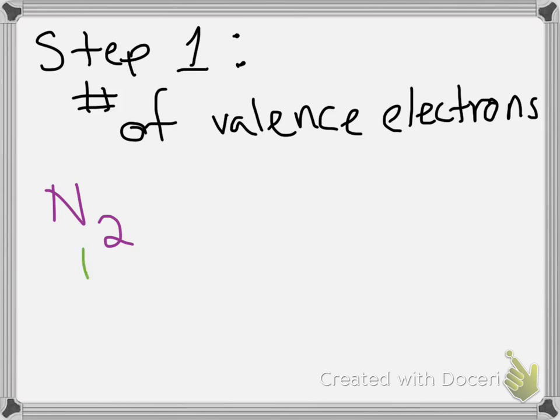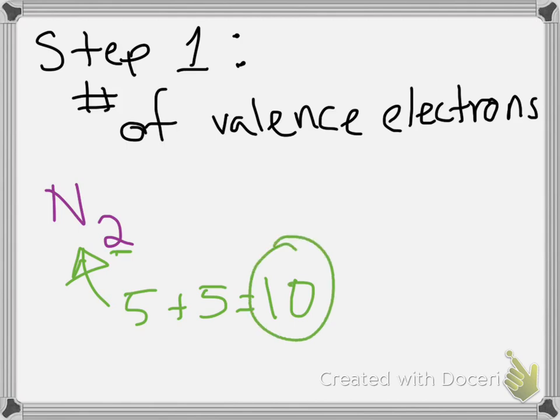So I have two nitrogen atoms, and each of these nitrogen atoms has 5 valence electrons. So since I have two of them, that's 5 plus 5. So I have a total of 10 valence electrons from the nitrogen atoms.